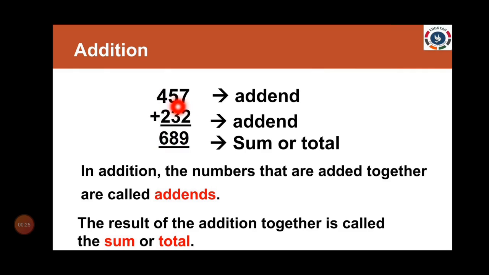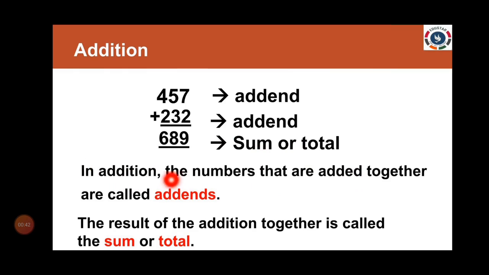The first number, how do we call? Add-on. Second number, how do we call? That is also add-on. Add-on 1, add-on 2. We can use that like that. So if we add two values, we get the total value, that is called a sum or total. The explanation is given below.